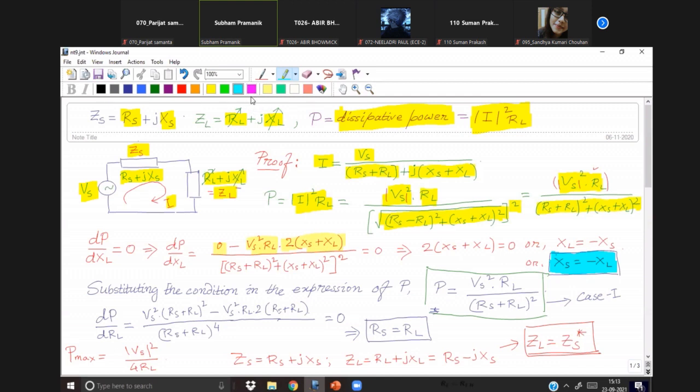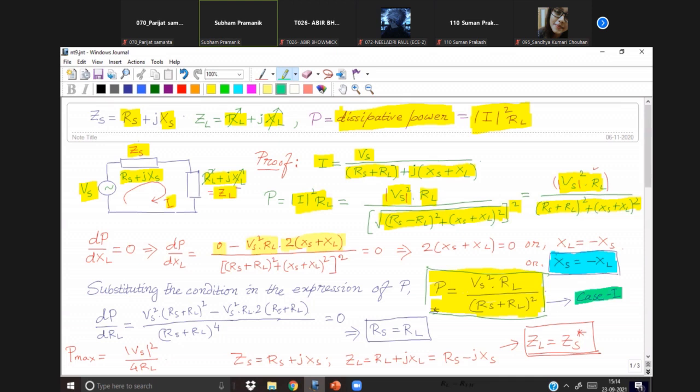The denominator is (RS plus RL) square plus (XS plus XL) square. If we put XS equals minus XL, then the second term in the denominator vanishes and we are left with this. If you remember, this particular equation is nothing but the equation that we found in case 1. Remember last day's lecture, we found the total power. Just forget XS and XL in this circuit.